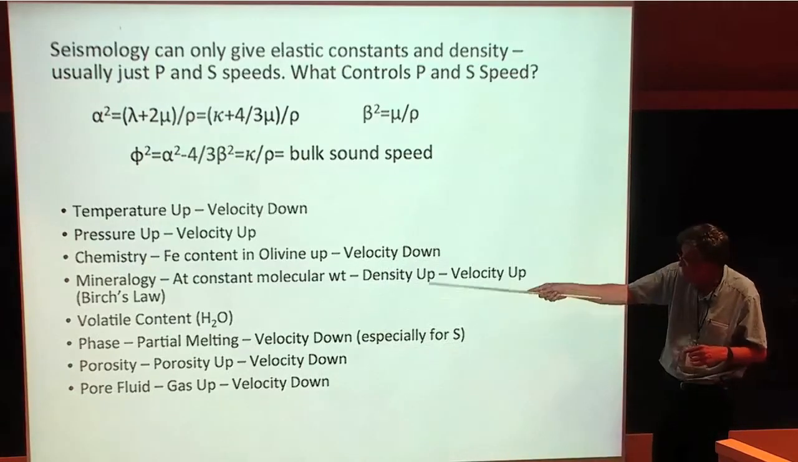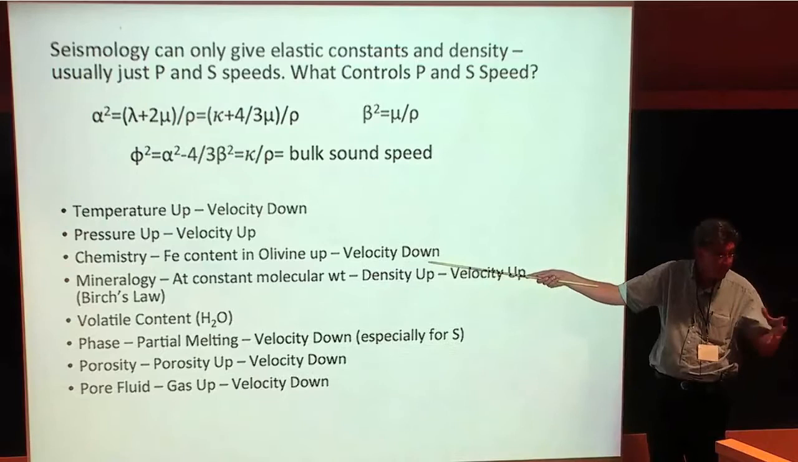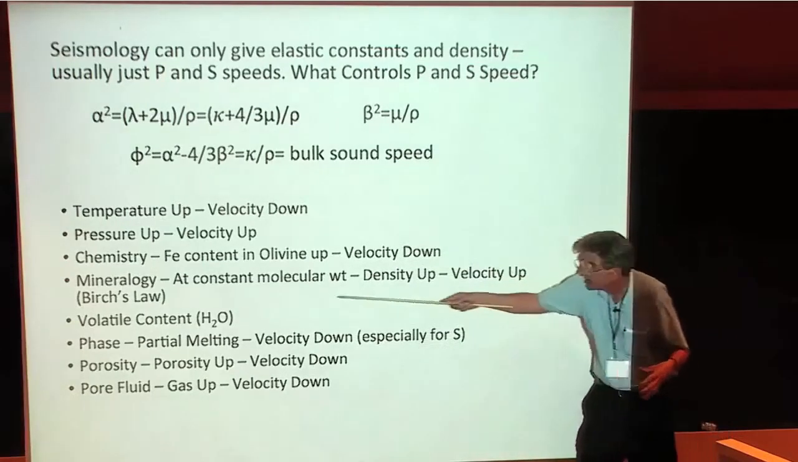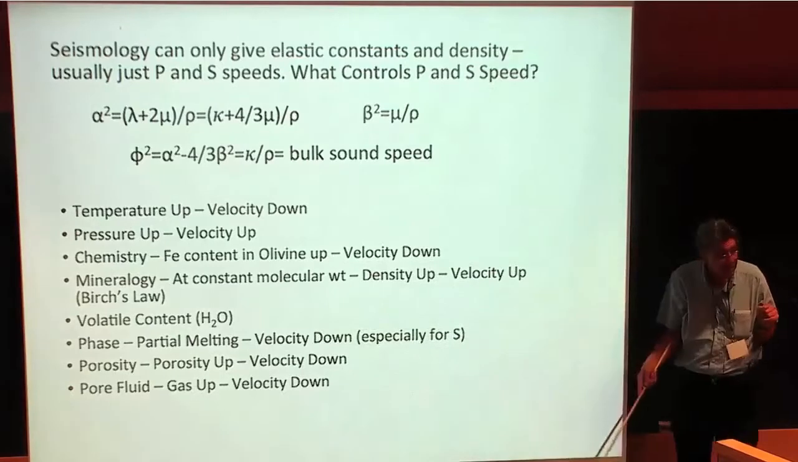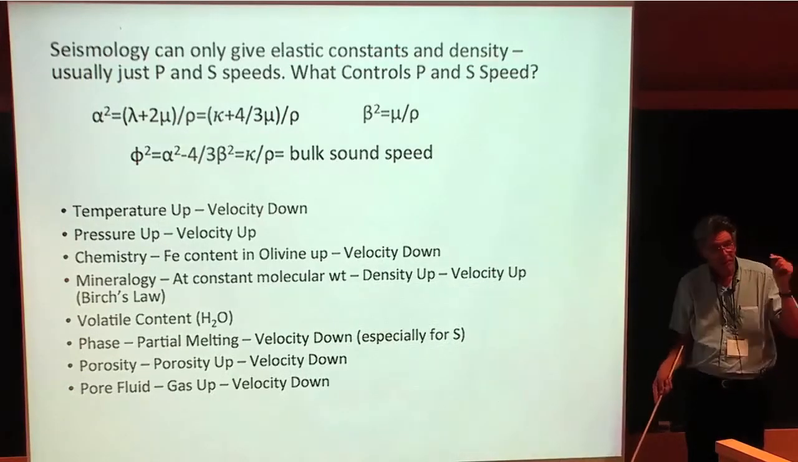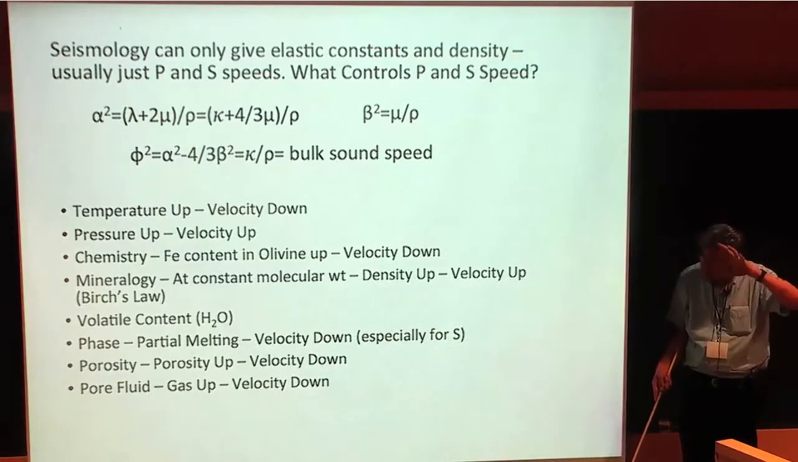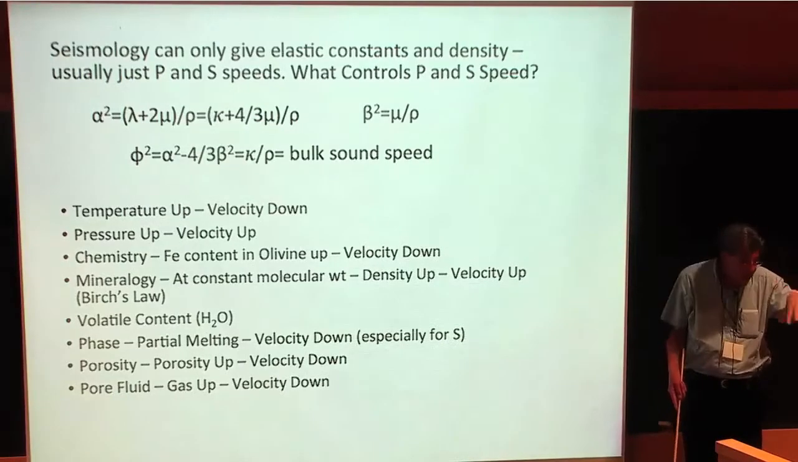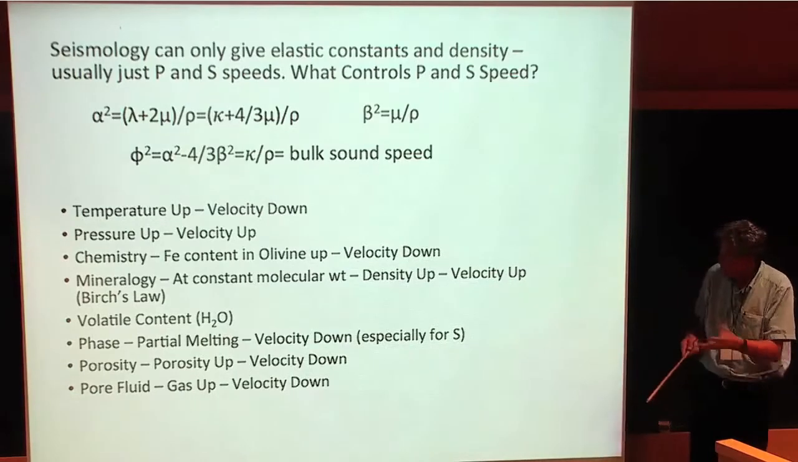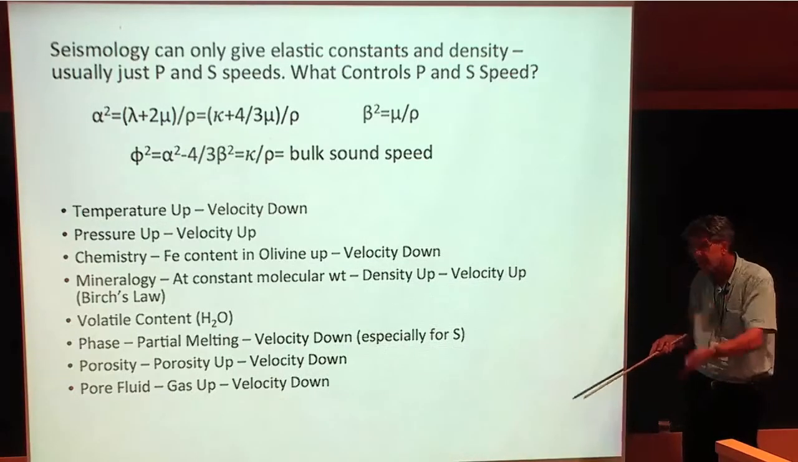In general, though, if you are at a constant chemistry, what you find is that if the density goes up for whatever reason, you increase pressure or whatever, the velocity goes up. And that's Birch's law. Birch noticed this way back in the 50s. So a lot of students, my experience is they always think, oh, density goes up, velocity goes up, but that's only true for a constant chemical composition, a constant molecular weight.